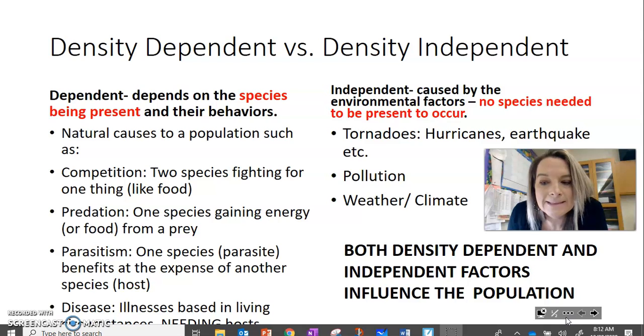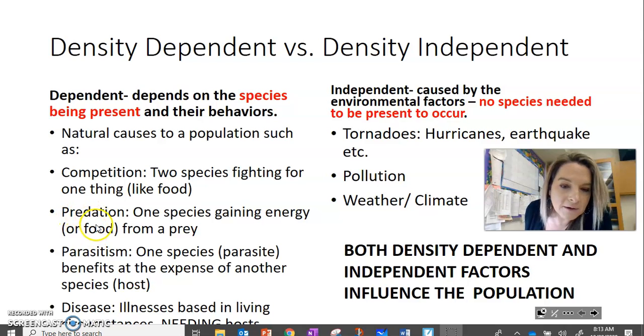Now when we talk about density, we're going to talk about population. These can be rabbits, this can be humans, this can be ants, okay? Dependent depends on the species being present and their behaviors being present in order to occur. So density-dependent factors can be caused by natural things, such as competition between two species. You need two species to compete. You cannot compete by yourself. So it requires two species being there. It's dependent on a density to occur, competition.